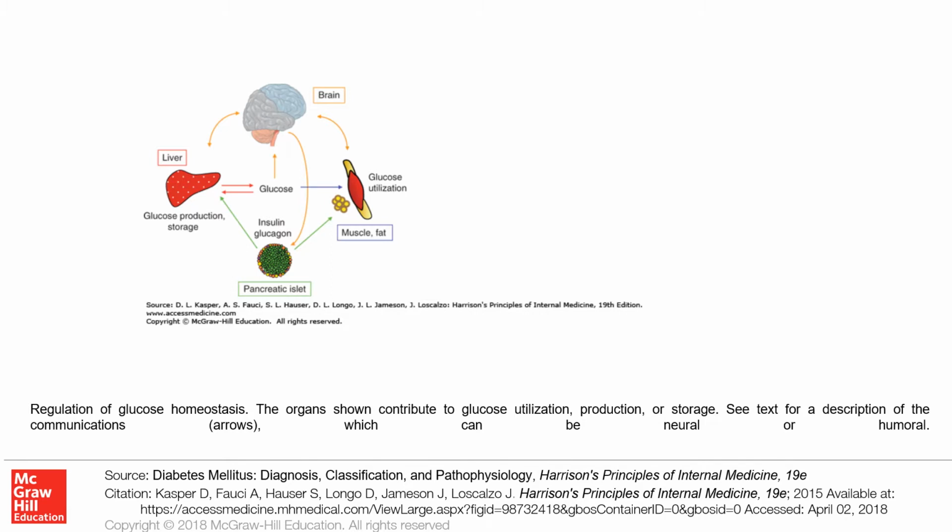Okay, so the pathophysiology. Glucose homeostasis is always the balance between the stored glucose in the liver, which is meant to release to bring our glucose up when we have low blood sugar levels, and our peripheral glucose uptake, which is how we store excess glucose when our blood sugar is high.